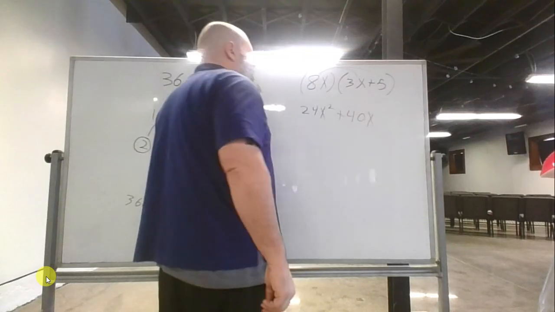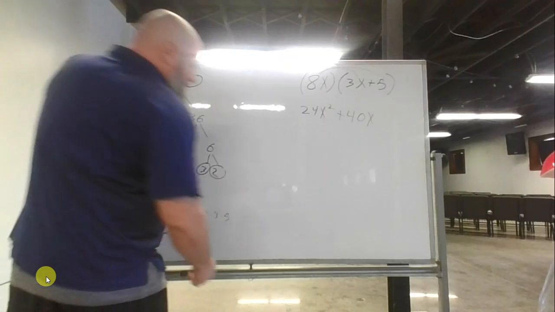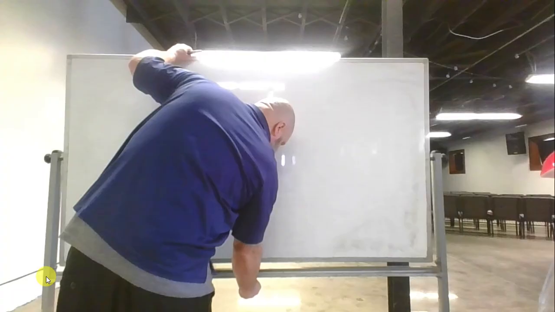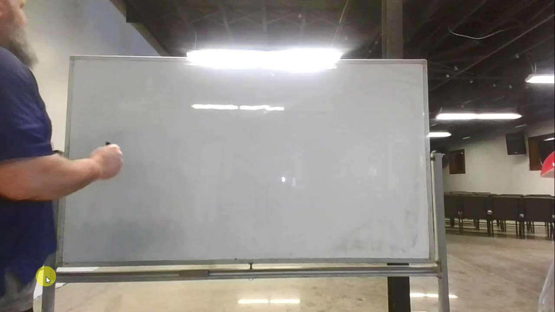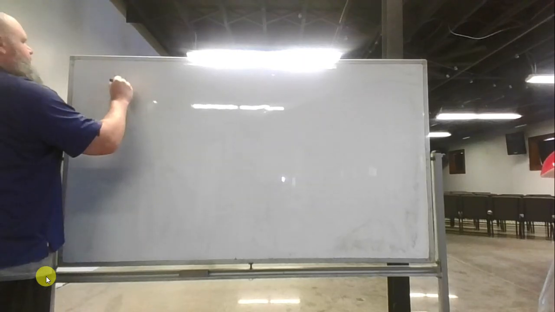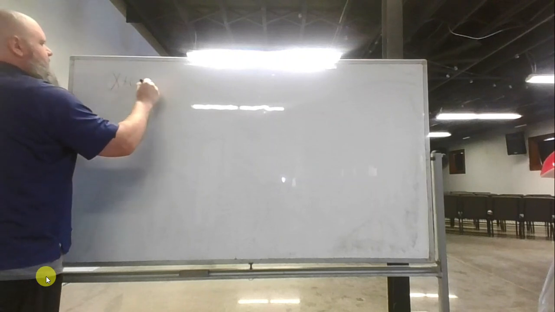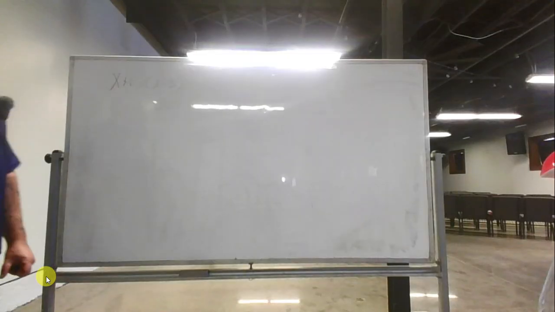So how about I have x plus 6 times x minus 3. Now, do you guys remember from Algebra 1 in high school, FOIL? First, outside, inside, last. First, outside, inside, last. I'm going to multiply everything by everything. Let's start with the first terms. First term is x and an x. X times x, x squared.